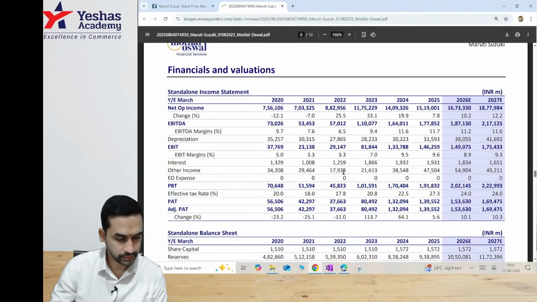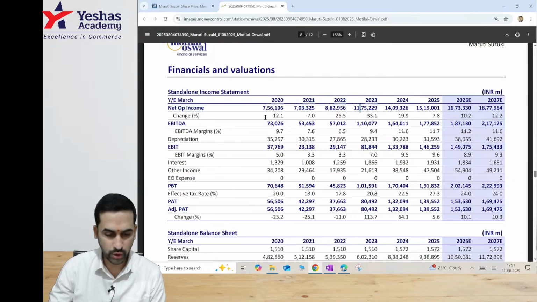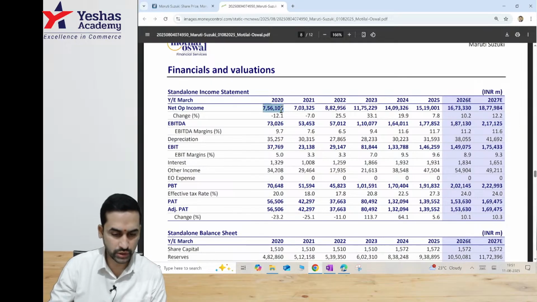See this. They have given again the last 5 years, 2020, 21, 22, 23, and so on. This gives you an overall idea where the business is growing. Can you see net operating income in the year 2020 was 7,56,000 INR. M means million, 1 million is 10 lakh. Same way 2021, 22, 23, and so on. Today where we are, this. So next 2 years are estimates, 26 and 27.